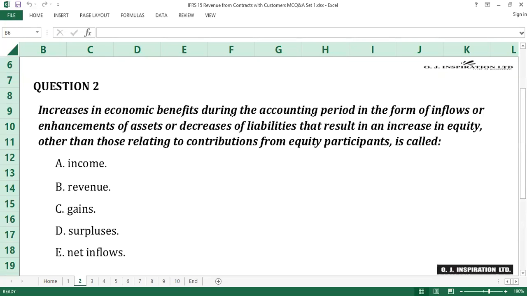Question number 2. Increases in economic benefits during the accounting period in the form of inflows or enhancements of assets or decreases in liability that result in an increase in equity other than those relating to contributions from equity participants is called A. Income, B. Revenue, C. Gains, D. Surpluses, E. Net inflows. Time counts.